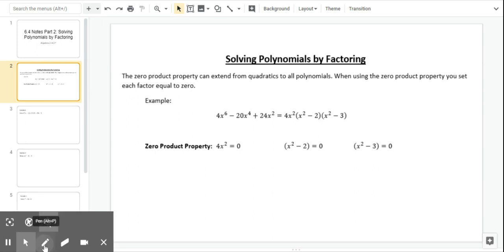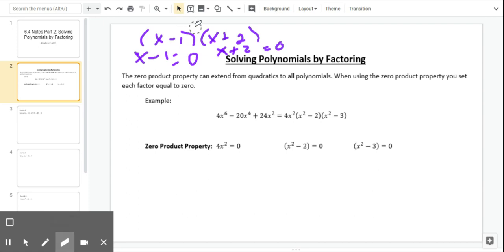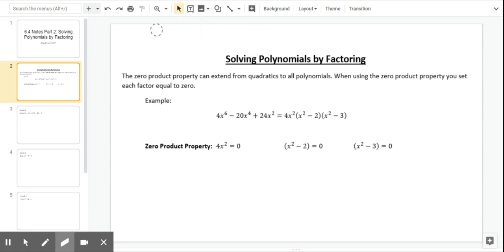Zero product property, we have seen that before with quadratics. Just a refresher, that was when you factored a quadratic, we would split it up, set each factor equal to 0 and solve. Hopefully that jogs your memory. The difference between polynomials and quadratics is polynomials might have more than two factors, but it's the same idea. You just factor it and you set each factor equal to 0.